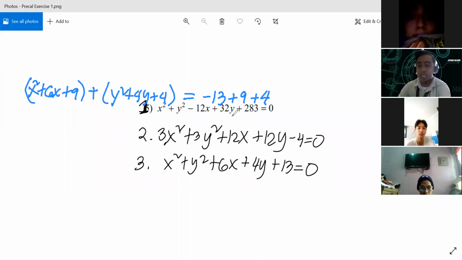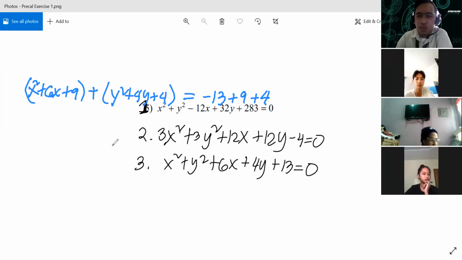Very good. Because this is an equation, right? Whatever you added in the left side should also be added in the right side. It will not be equal anymore if you just add in the left side. It should be both. Okay. And what should be the next? Any volunteer to help me?